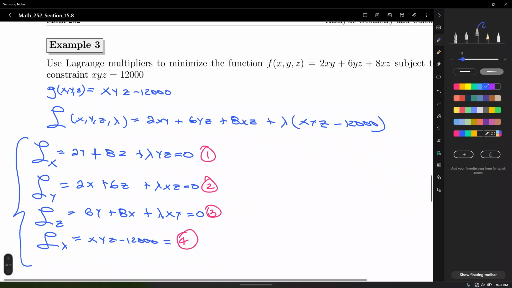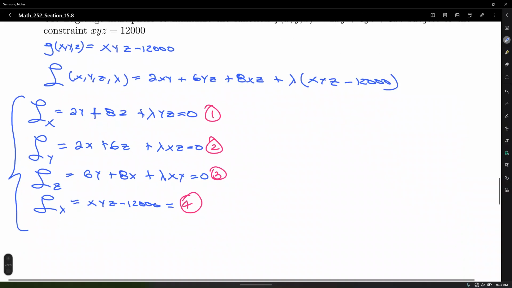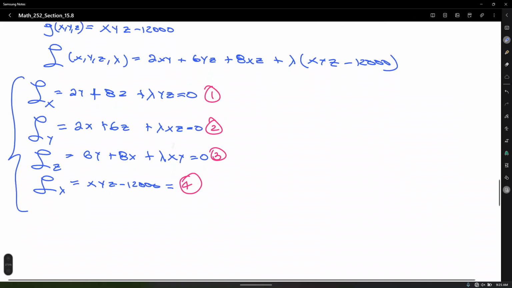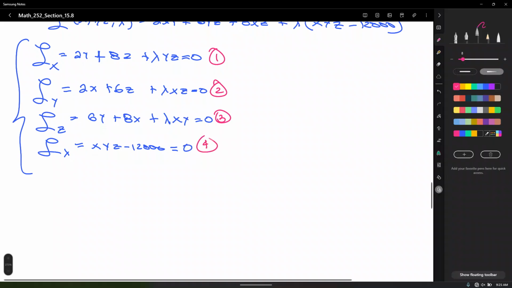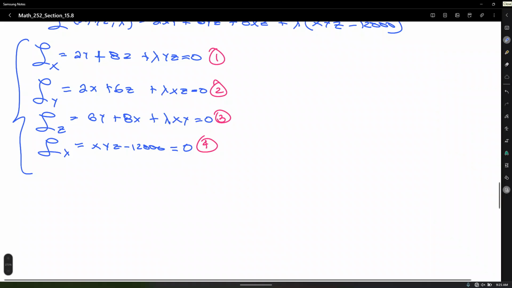So number 1, oh yes, I forgot to write down that 0, so that's a 0, and let's call it 4. Alright, so the first thing we need to do is get rid of the lambda. However, do you see how we have 3 equations containing the lambda? We have the first one, the second, and the third one. So how do we go about that? Well, let's solve for lambda for the 3 equations.